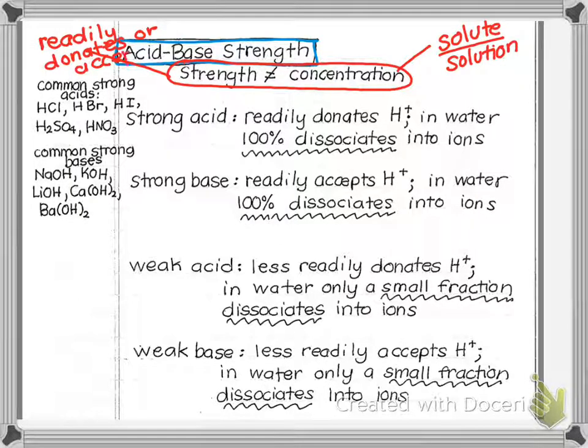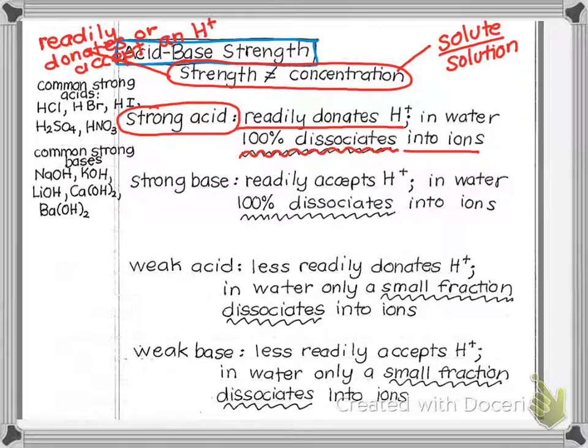So let's try to get a better grip on what this strength is. We have two big categories. The first category is the strong. So we have strong acids. What strong means is it will readily, easily, or eagerly donate, get rid of the H+. And when we're in water, it will 100% dissociate, and so all you have is ions. So strong acids, go for it.